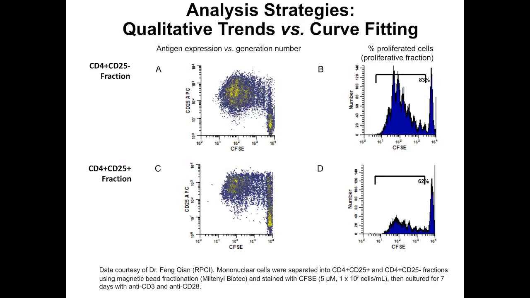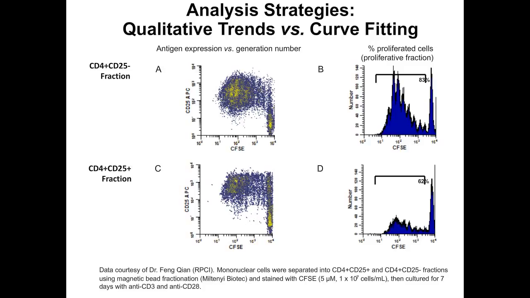In terms of the way you would analyze this, there's a variety of ways. This is an experiment that was done at Roswell by Fong Quan, and what Fong did was to extract CD25 positive and negative cell fractions from CD4 T cells, and then he stimulated them with anti-CD3 and anti-CD28. And in this case, he cultured them for 7 days. So these were stained up with CFSE, and you can see in the upper left-hand plot, figure A, that the cells start off at generation 0, the cells are brightly stained, and then as they divide, the fluorescence intensity decreases.